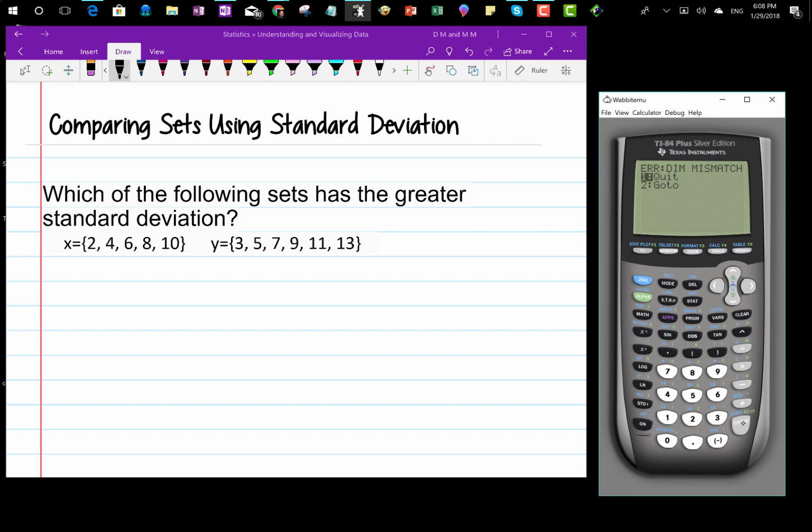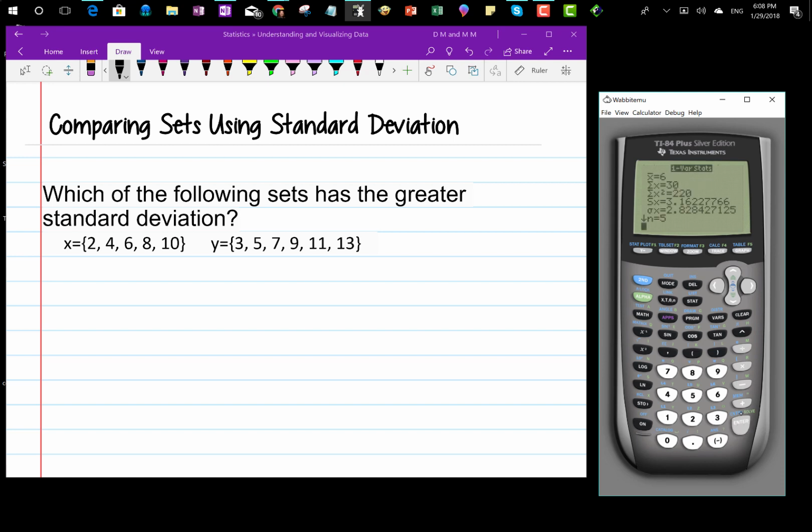So let's quit this. Let's clear that. Let's go back to stats, arrow over to calc, and choose number 1, 1var stats. I'm going to run my 1var stats first on my X data, so that's L1, second and 1. I don't have a frequency list, and so press calculate.